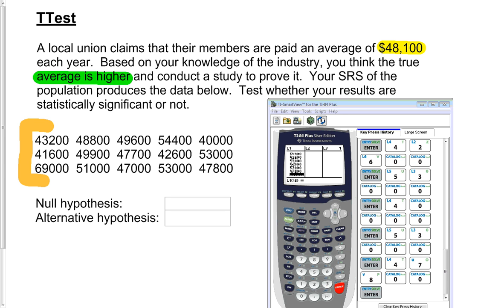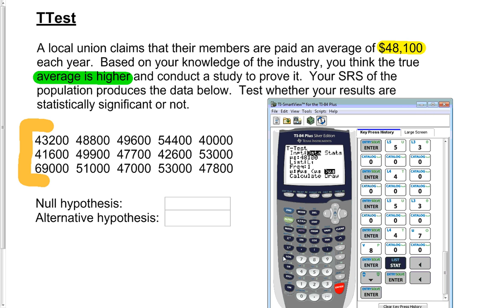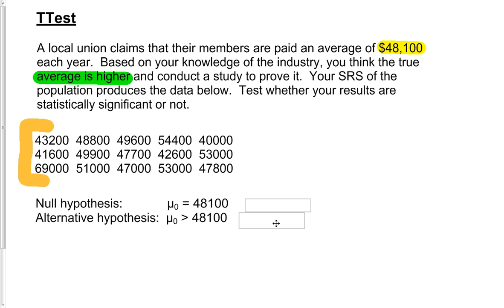All right, we've got these all typed into our stat list. And once we have that, we're going to go to stat, go over to test again, go down to our T-test, and this time we're going to select data. Now, before we enter all these, let's just double check our null and alternative hypotheses again. Our null is that it's equal to 48,100. Our alternative is that it's greater than that.